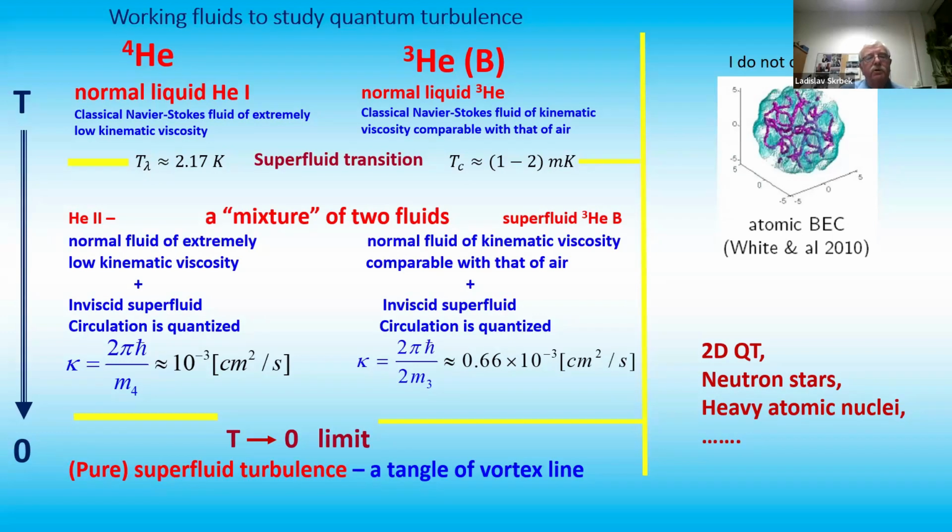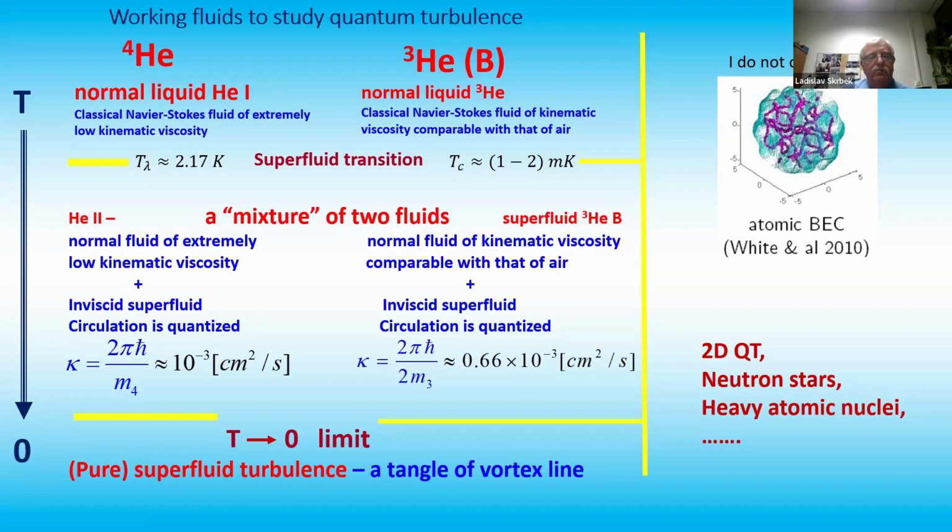So if we go down with temperature, we have normal helium-I and normal liquid helium-3. And they are very different, because normal liquid helium-I has very low kinematic viscosity, while if you go close to the superfluid transition in the case of helium-3B, it's a very viscous fluid, which has a viscosity comparable with that of air. And if we go through the superfluid transition, we have an intimate mixture of two fluids. It's actually not a mixture, it's just based on the two-fluid model of Landau and so on.